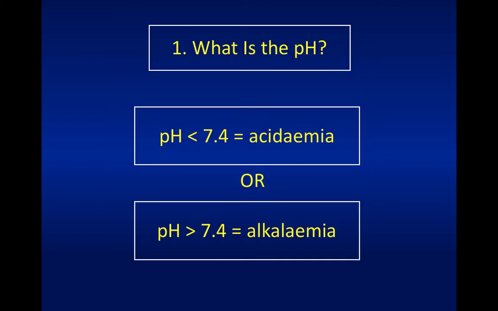What is the pH? If it's less than 7.4, you're acidemic. If it's more than 7.4, you're alkalemic. It's interesting, they're different words: acidemia, acidosis, alkalemia, alkalosis. To be honest, in practical everyday terms, I don't know whether it's worth getting into that debate here, but I would use the word emia when you're looking at the pH, because that's the overall status. Sometimes you can have 2 or 3 different disorders all occurring at once, and what you want to know is what it's all added up to.